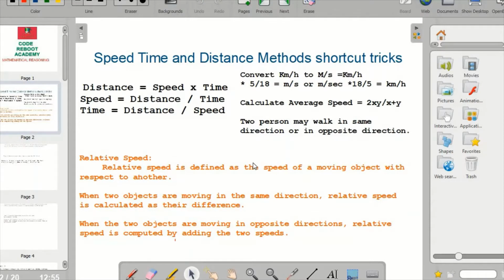So here we have the three main formulas. Distance equals speed into time. Speed equals distance by time, and time equals distance by speed.